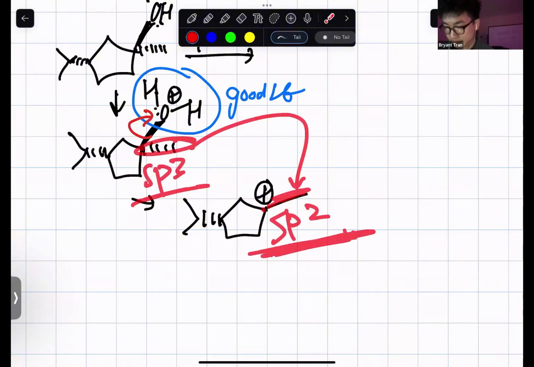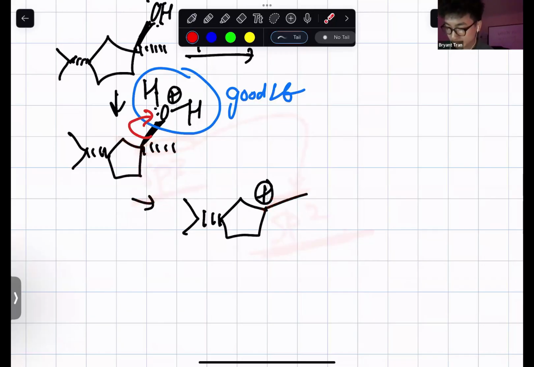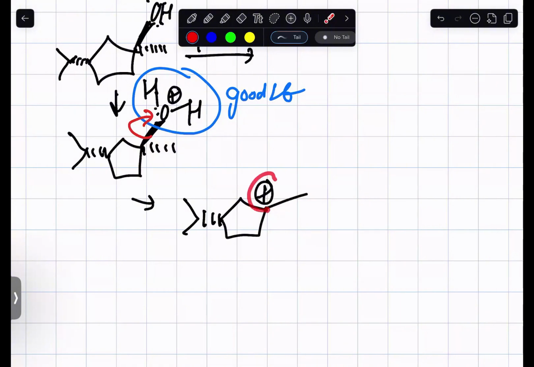Yeah, sp3 is a tetrahedral shape, which has 2 flat bonds, 1 wedge, 1 dash, right? But this carbon here only has 3 bonds, 1, 2, 3, which is trigonal planar sp2. Everything is flat. There's no wedge, there's no dash in this sp2 carbon here. Okay, yeah. Right? And this is a tertiary carbocation because this carbon here is surrounded by 3 other R groups, 1, 2, 3, like that.